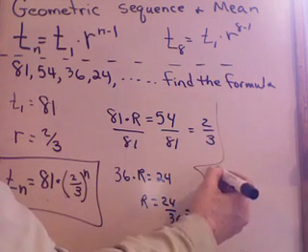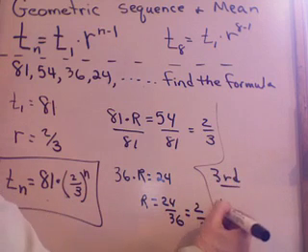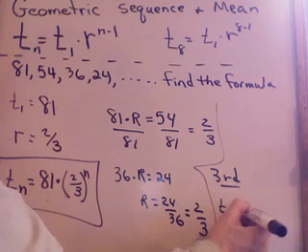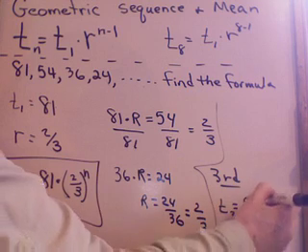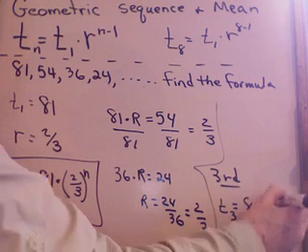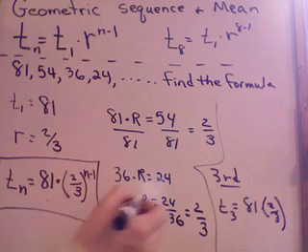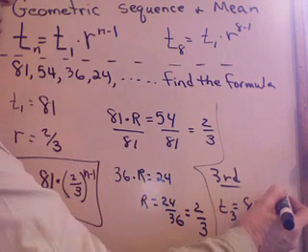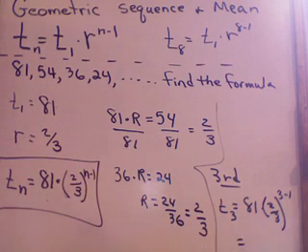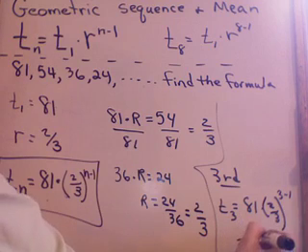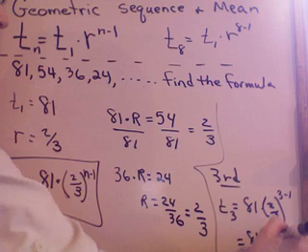For example, if I wanted to find the third term, I would go T sub 3 equals 81 times 2/3. Oh dear, I have a mistake here. N minus 1. Good thing I tried doing this. 2/3 to the 3 minus 1. So now I have 81 times 2/3 squared.